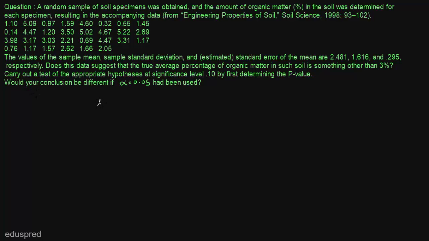So first of all, let's say that mu is the true average percentage of organic matter in soil. Now our first step is to write the null and the alternate hypothesis. And to do that, let's have a look at the claim that is made in the question.